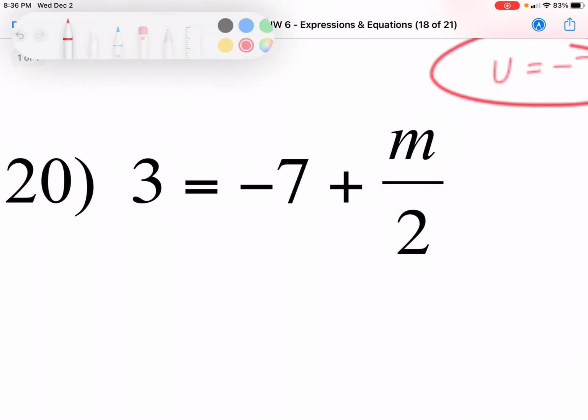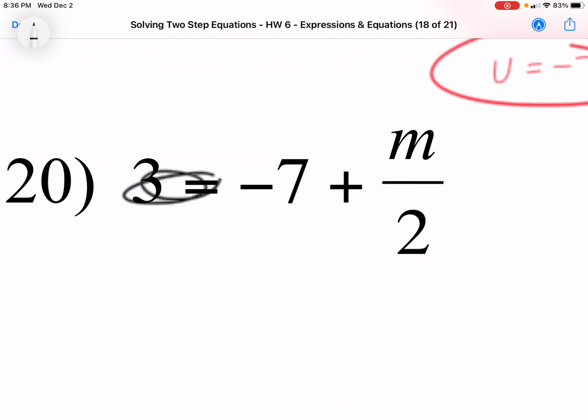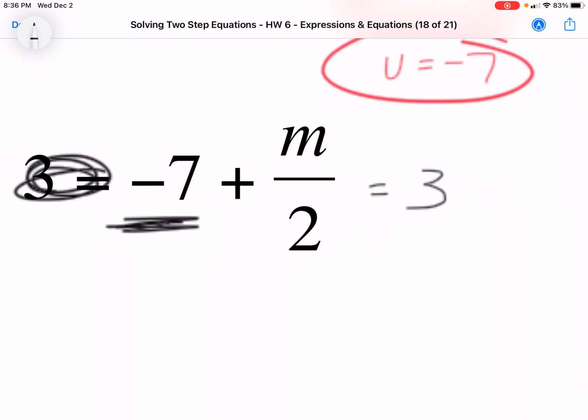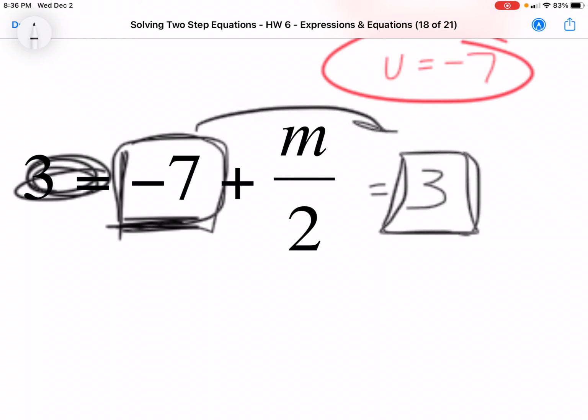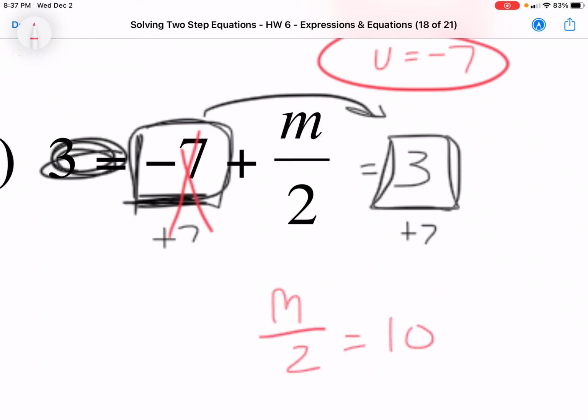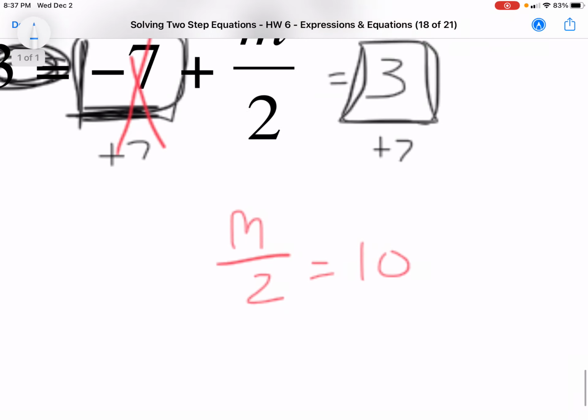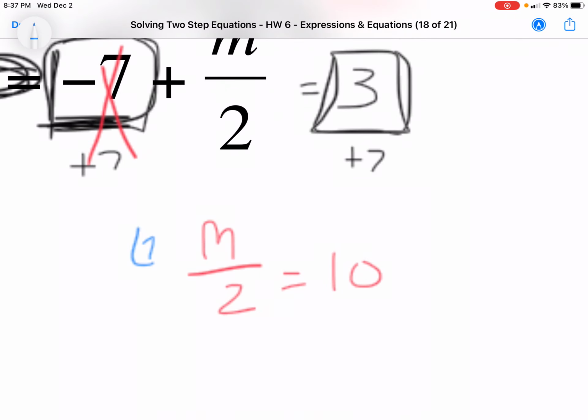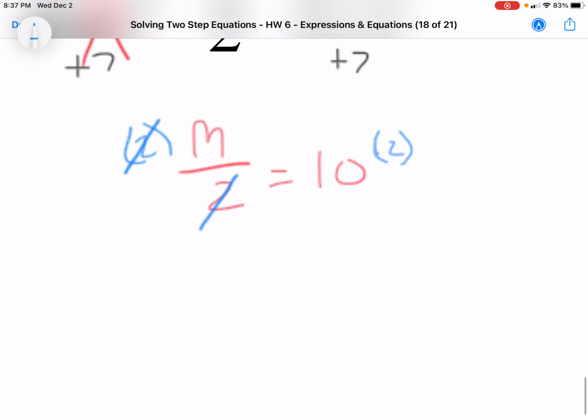All right, again, it's on the wrong side, so I'm just going to move this equals 3 over here. Like terms, the negative 7 and the 3. I'm going to take it away from the variable, so I'm going to go to the right side. So I'm going to add 7 to both sides. When I do all of that, we'll be left with m over 2 equals 10. M divided by 2 is what that means. So what's the opposite of division? Multiplication. And I am going to be left with m equals 20.